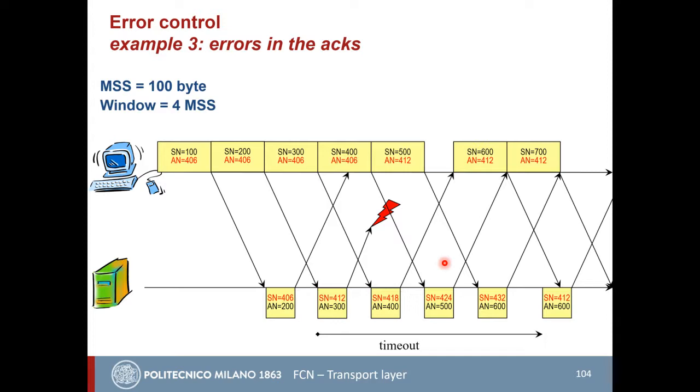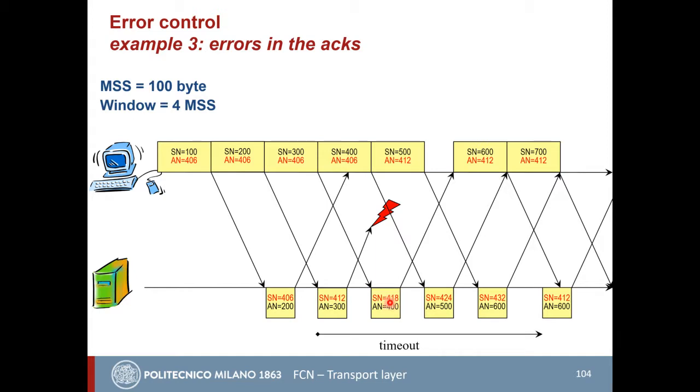This is a case where you have an error in the acknowledgements. So again, all the segments are transmitted correctly. The first ACK is received. This makes the window slide on, so the sender can send up to segment number 5. Then it has to stop waiting for the acknowledgement of the second segment. This acknowledgement has been sent, but it has been lost while traveling.